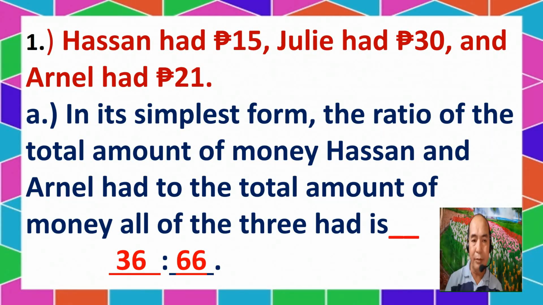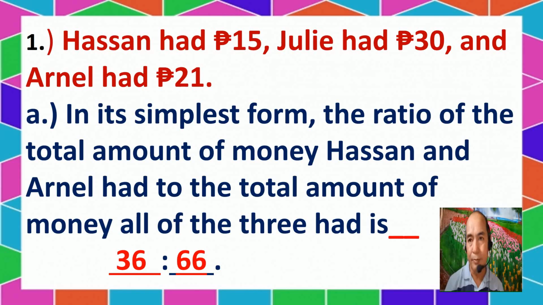What is the ratio in its simplest form? What do you mean by simplest form? This means that we are going to reduce the ratio to its simplest form, just like in our fraction, wherein we need to reduce the fraction to its lowest term. This time, we will be reducing the ratio to its simplest form, or equivalent in fraction in the lowest term.